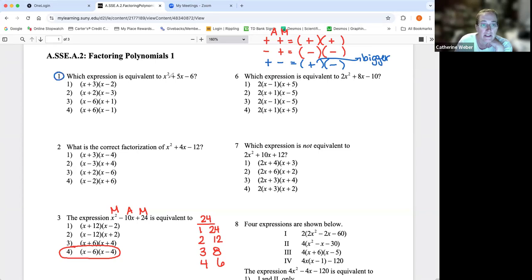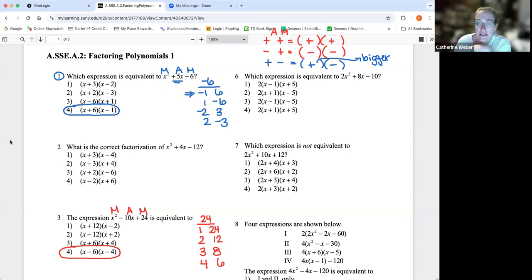Number 1 shows just that. So multiply, add, multiply. We're going to think of multiplying to -6 but adding to the positive 5. So think of all the combinations that we could have. The only one that when combined gives me a positive 5 would be the -1 and the positive 6. And like I said, the bigger number would be the positive to make the sum in the middle positive. So we choose choice 4.